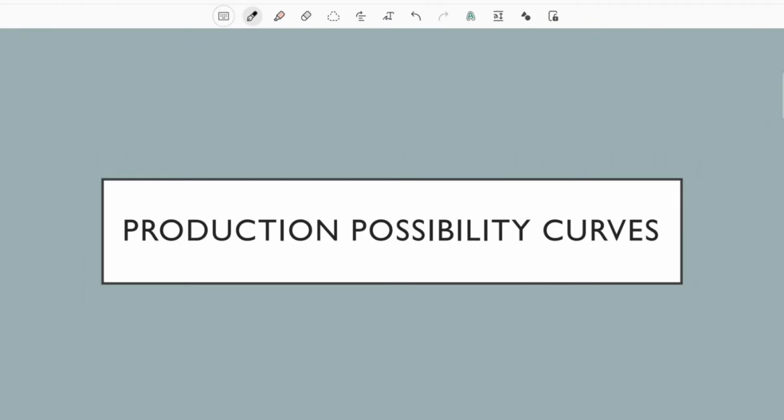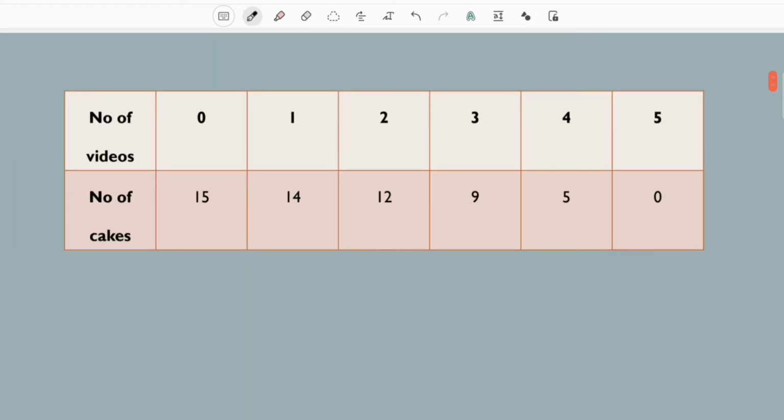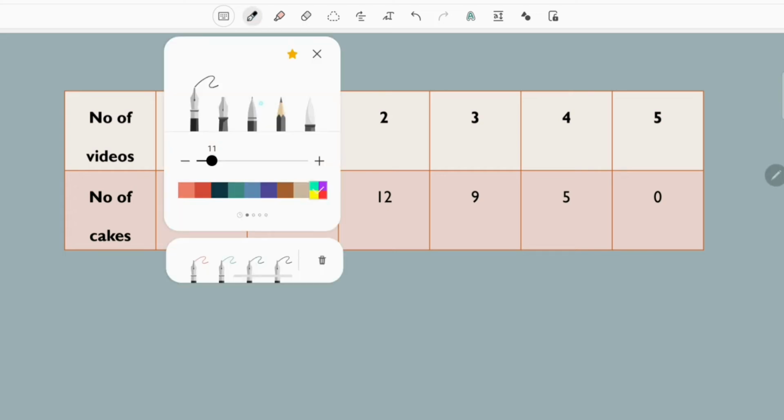Hi, today we are going to discuss the production possibility curve. In order to explain the concept, I'm going to use this example. Let's assume that I have two options for using my time. Either I can make videos or else I can bake cakes.